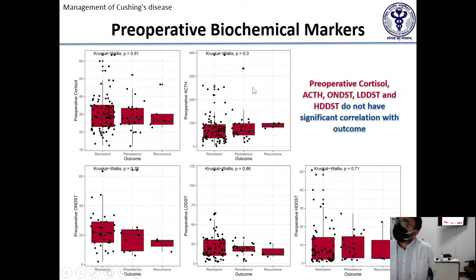And we assessed the role of preoperative biochemical markers, including preoperative cortisol, preoperative ACTH, overnight dexamethasone suppression test, low dose suppression test, and high dose suppression test. We assessed among the various groups who underwent remission or persistence or recurrence in the long term. And we did not find any significant correlation between these preoperative factors affecting the outcome in the overall group.